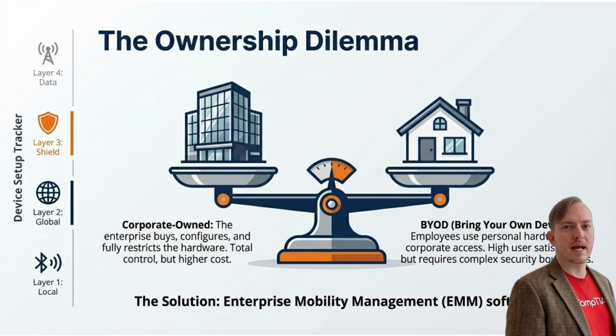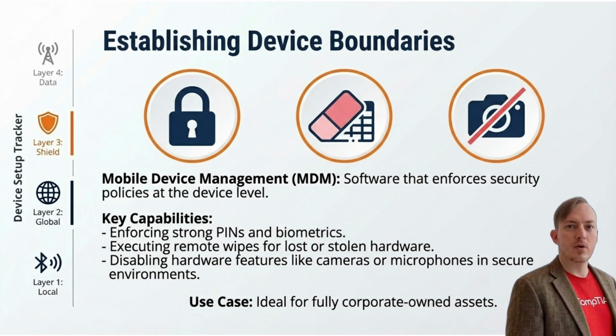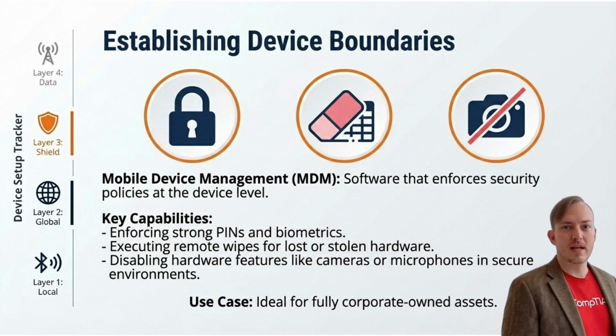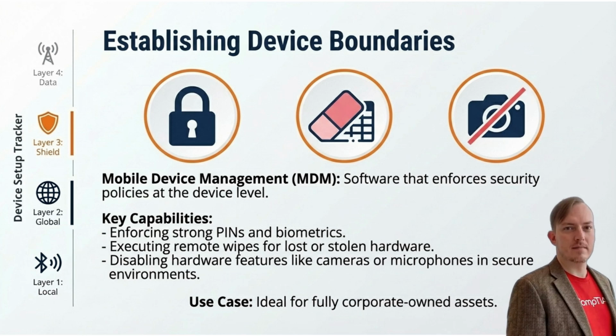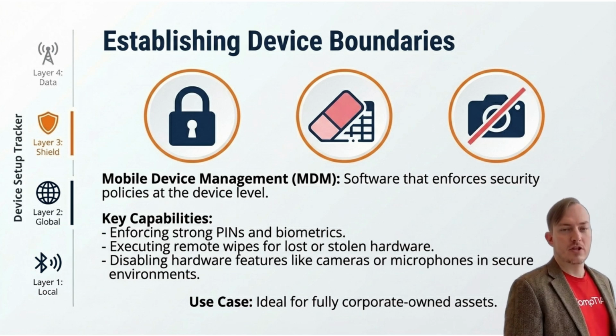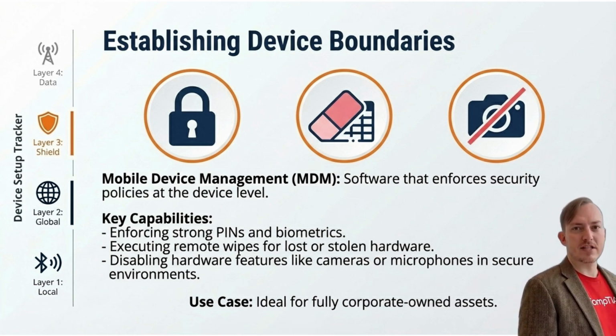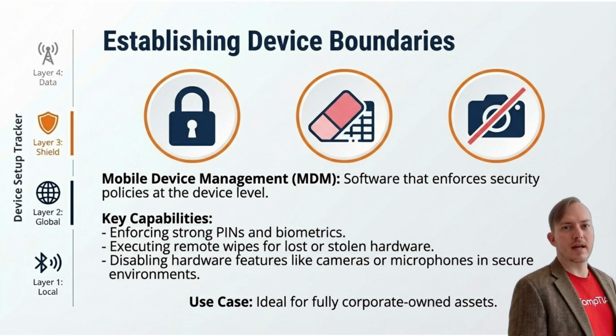The solution to manage both is Enterprise Mobility Management, or EMM software. If we are dealing with corporate-owned assets, we use MDM, Mobile Device Management. This is software that enforces security policies at the absolute device level. Key capabilities of MDM include enforcing strong PINs and biometrics, executing remote wipes for lost or stolen hardware, and even disabling physical hardware features like cameras or microphones in secure environments.